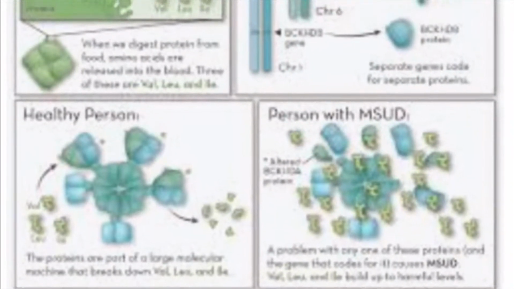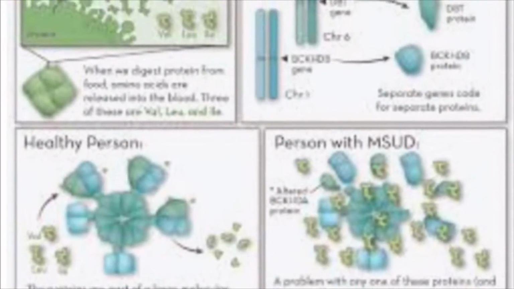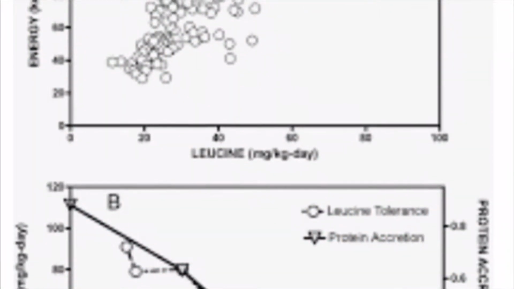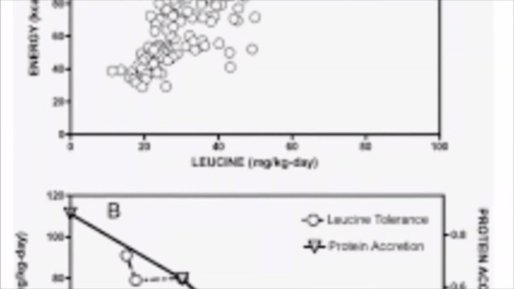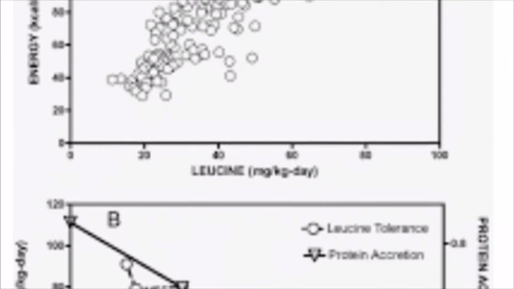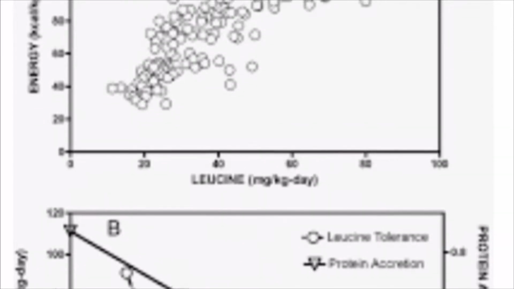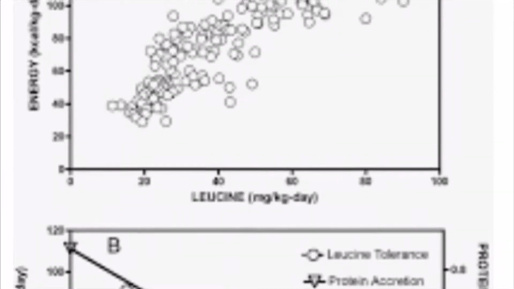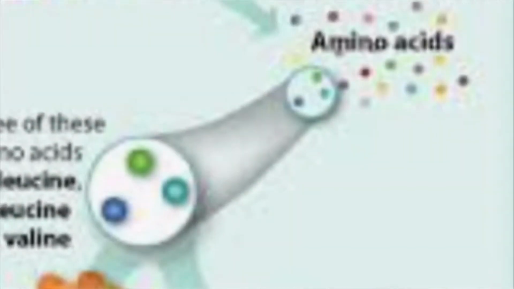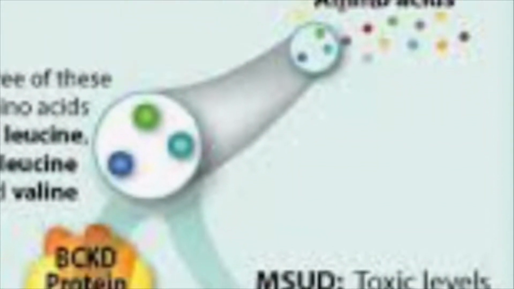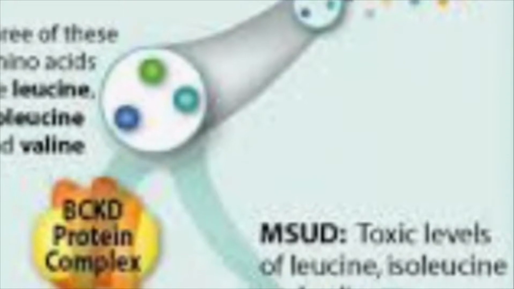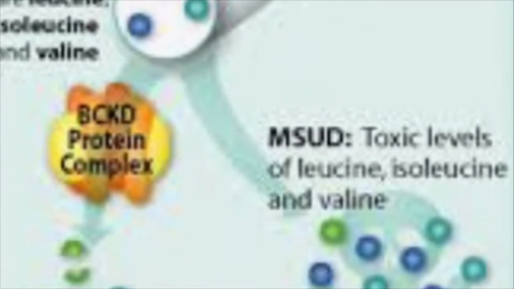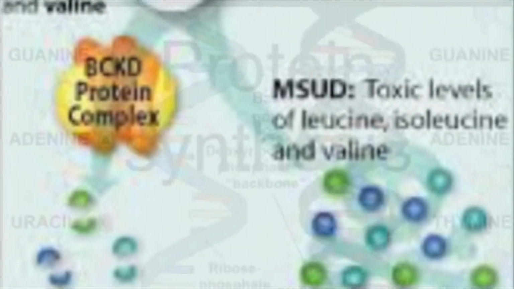MSUD is a genetic disease caused by a mutation of an individual's DNA. This portion of DNA codes for the production of a protein called branched-chain alpha-keto acid dehydrogenase complex lipoamide acyltransferase. This protein is responsible for breaking down leucine, isoleucine, and valine, the 3 amino acids. When the protein is unable to perform its job, it cannot break down amino acids, and it causes the buildup of them in the blood. To gain a better understanding of how this happens, let's first look at how proteins are made.